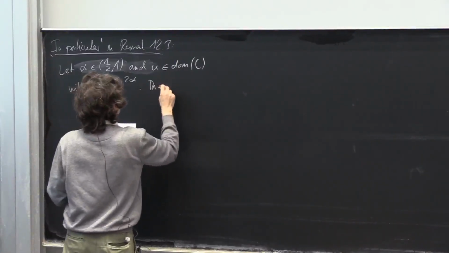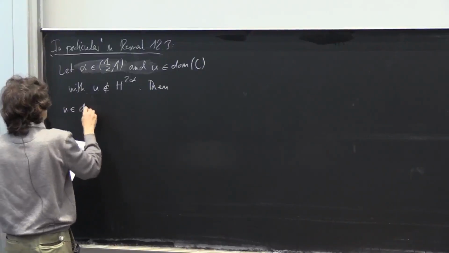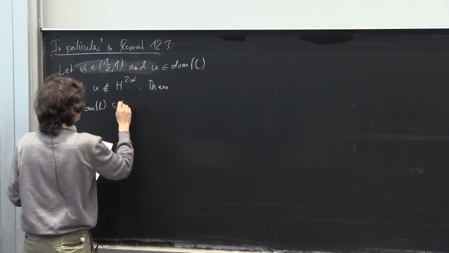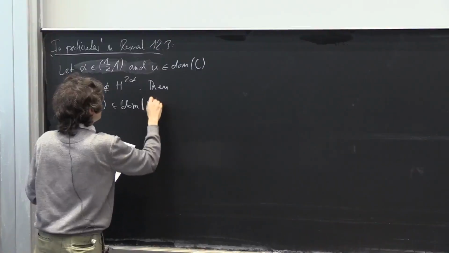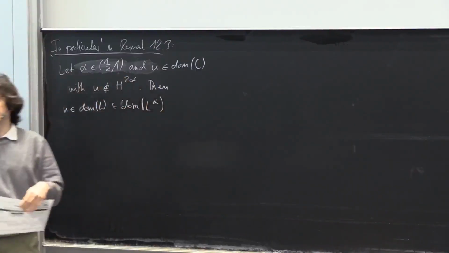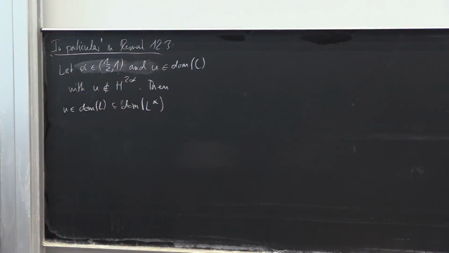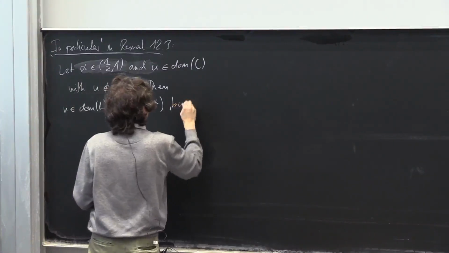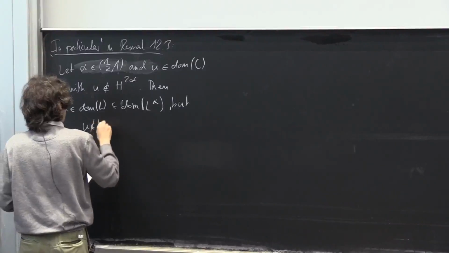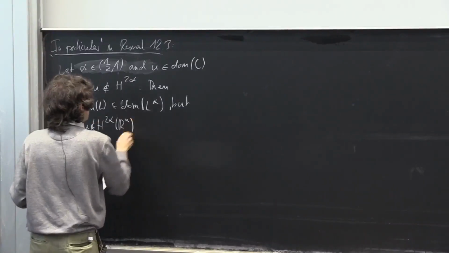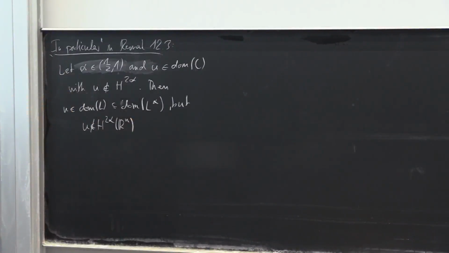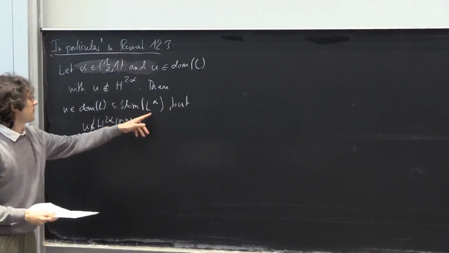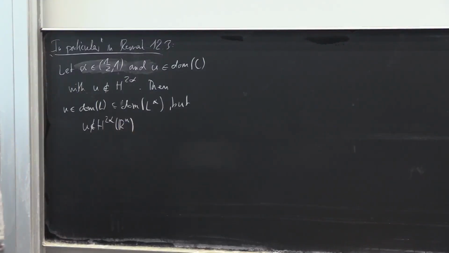Then this function u is in the domain of L, so in particular it is in the domain of L to the alpha, because alpha is less than 1 and the fractional powers are nested. So this is a function in the domain of L^alpha that is not in H^{2 alpha}. And this is what the 'in particular' part in Remark 12.3 says: for every alpha greater than 1/2, the domain of L to the alpha is not included in this space.